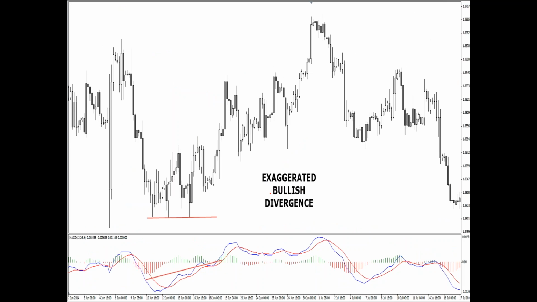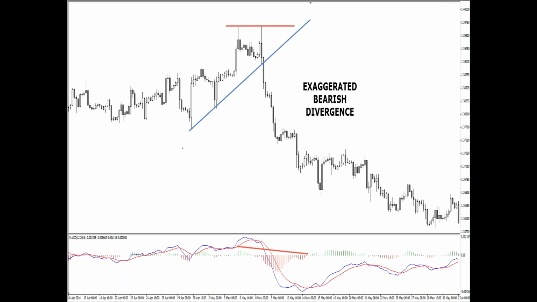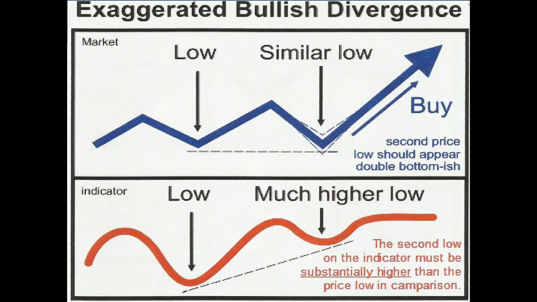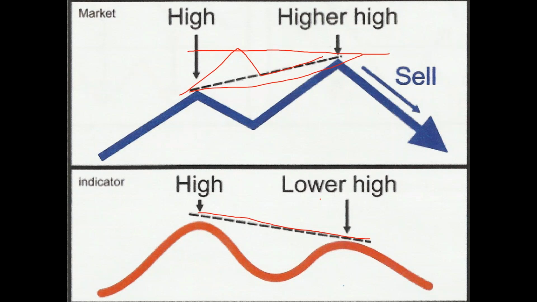Exaggerated bullish divergence. Sometimes you will see a triple bottom, not just a double bottom, as in this example. Okay? Exaggerated bearish divergence. Look at the double top. And here the oscillator has made a lower high. Once more, let me roll the slide so you can snapshot it. So we can continue.